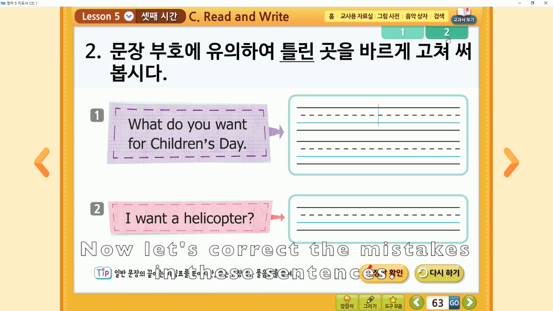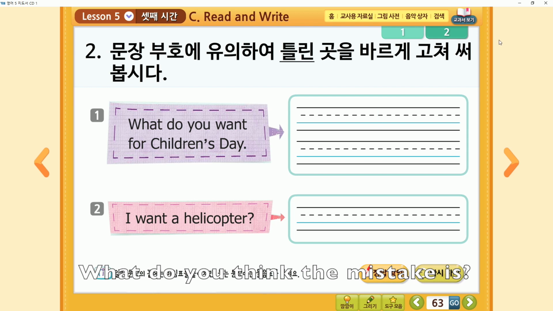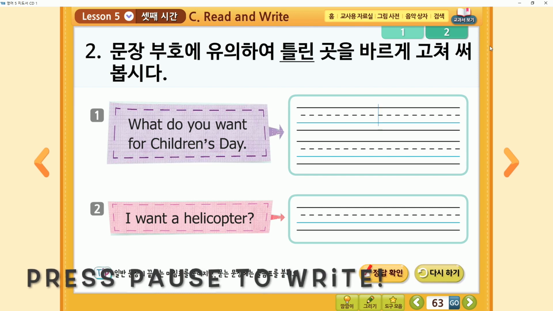Now let's correct the mistakes in these sentences. Read the sentences of number one and number two. What do you think the mistake is? Find it out and correct it. Press pause to write.